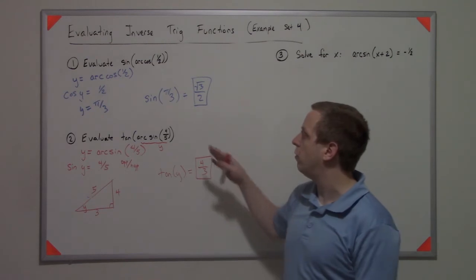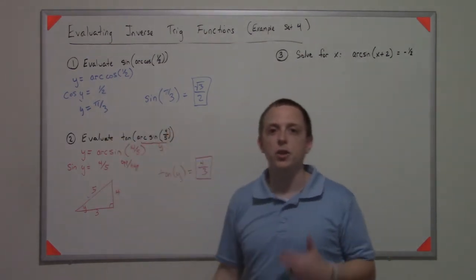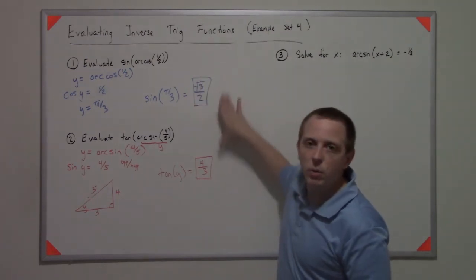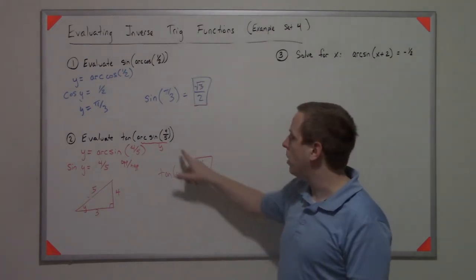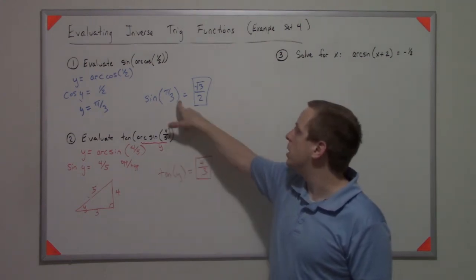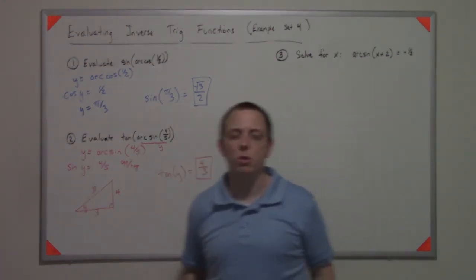You could have done the previous problem exactly the same way. You just would have had to develop a 30, 60, 90 triangle. So there's two ways to evaluate it. Pick whichever one you want. The triangle method will work for any input. The unit circle method really only works if you know the unit circle values.